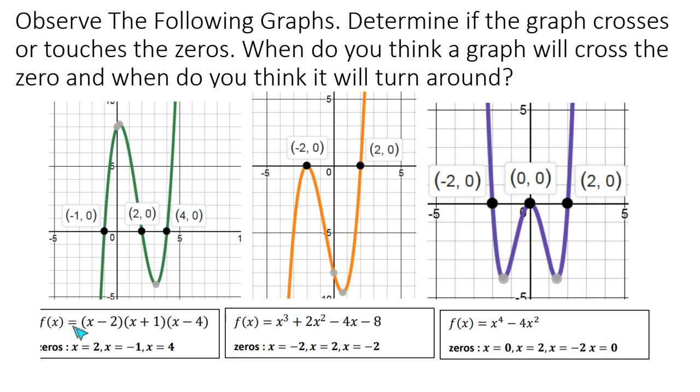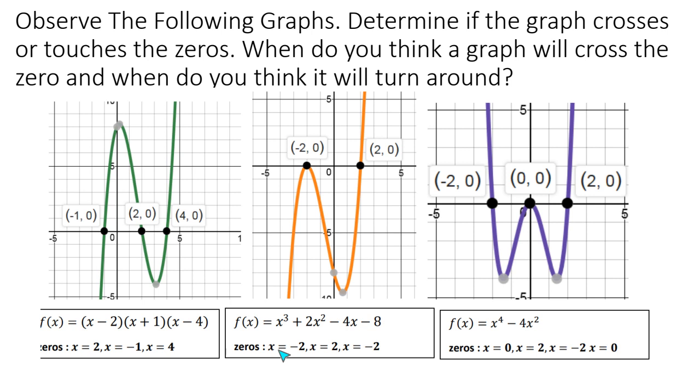Okay, so if we look at the first one, we have x minus 2, x plus 1, x minus 4. If I found the zeros for that, one zero is x equals 2. Another one would be x equals -1 and x equals 4. So each of these zeros is only appearing one time. And the number 1 is odd. So it appears an odd number of times. If that happens, then your graph is going to cross. But let's look at this one.